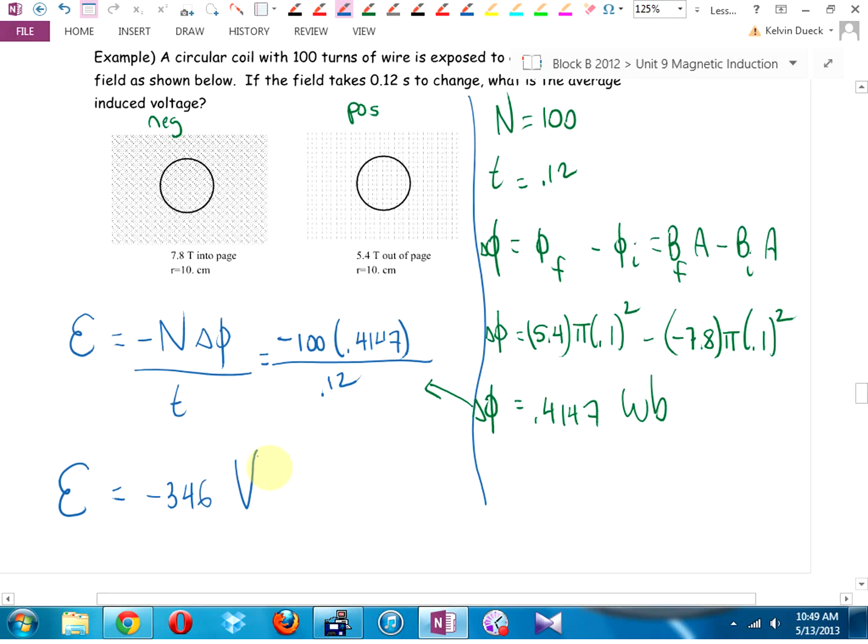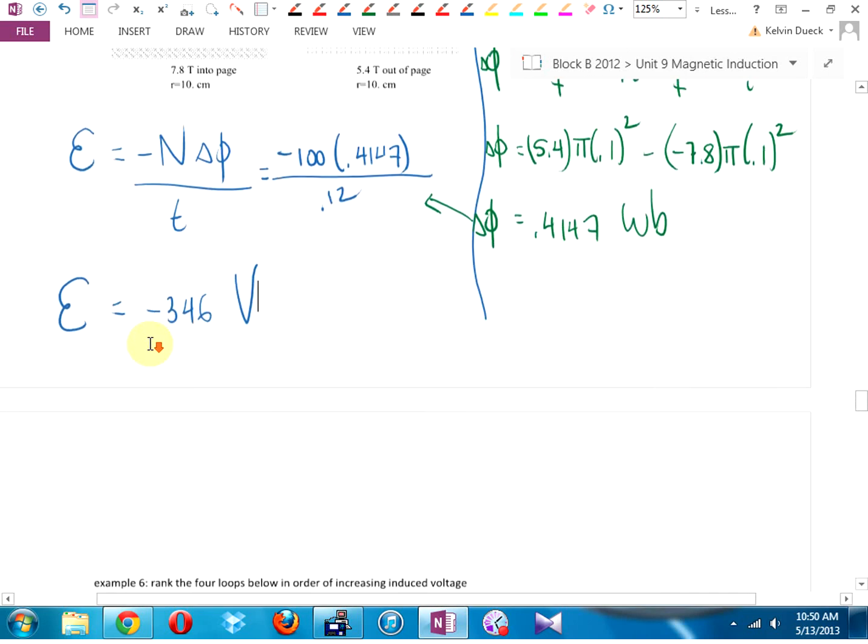By the way, I might have let initial be positive and final be negative. The only reason is that would give me a negative flux, which would give me a negative here, which would cancel out the minus here. I'd get a minus minus. I'd probably get a positive answer. But I will take both, because I didn't define which way was positive and which way was negative in my question. Turn the page.